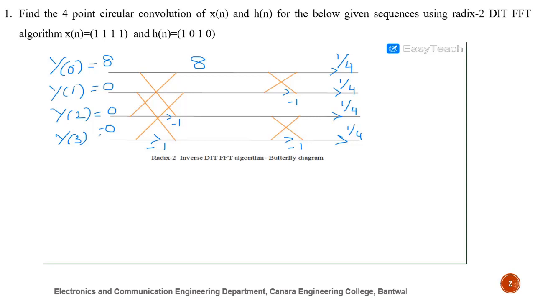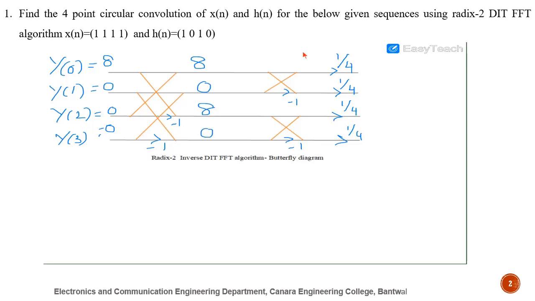Then the next one: here it is 0, this is 0, so I get this as 0. Then this is 0 and this is 8, so I get this as 8. Then the next one: this is 0, this is also 0, so I get this as 0. So let me trace here the output side.